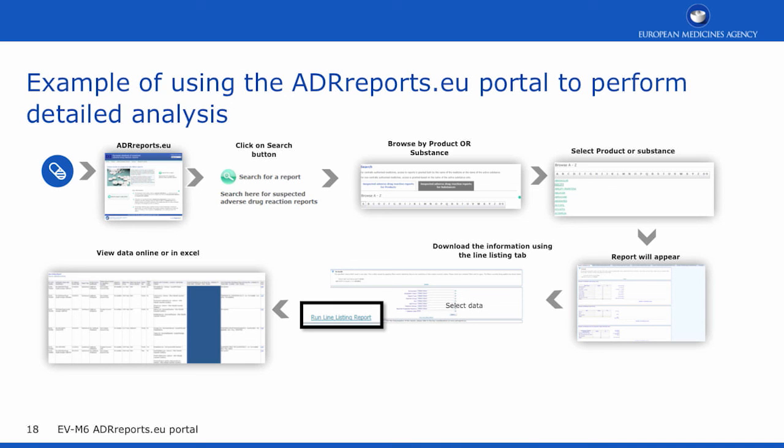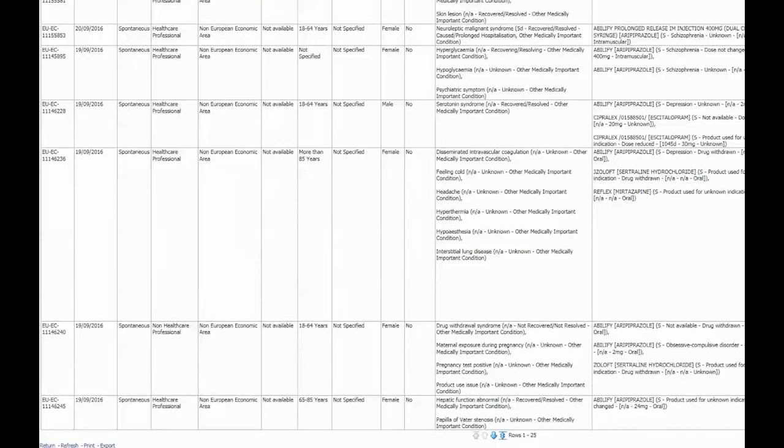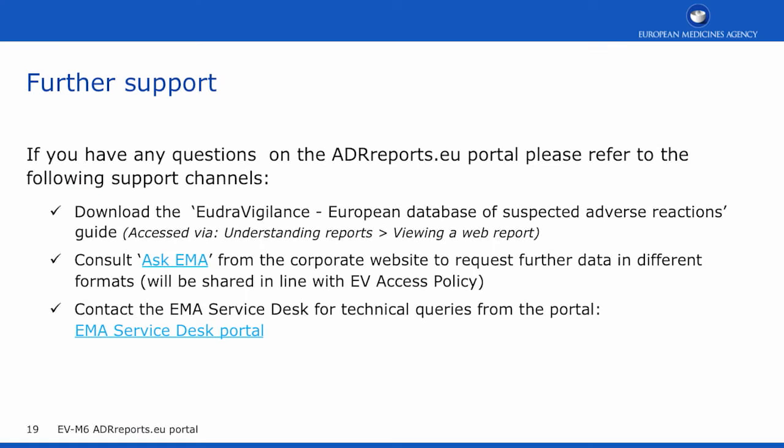This detailed information can also be filtered by any of the variables presented in the other sections of the web report. By downloading the line listing into Excel for each product or substance selected, users can conduct detailed comparative analysis between products or substances based on the granularity of data that is only available in the line listing.